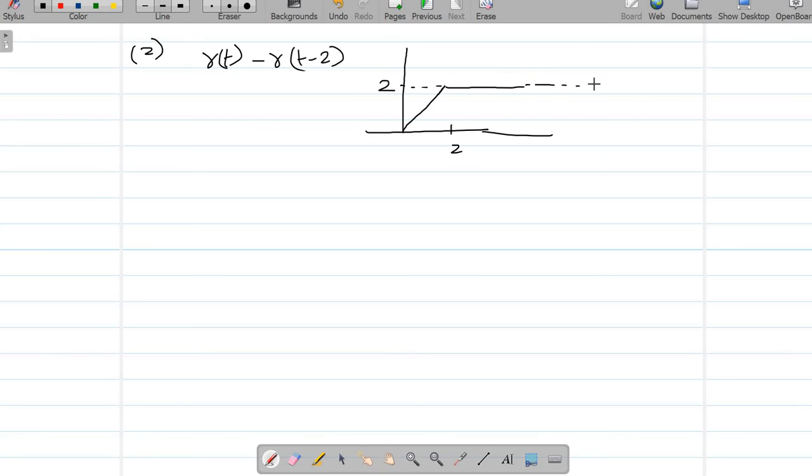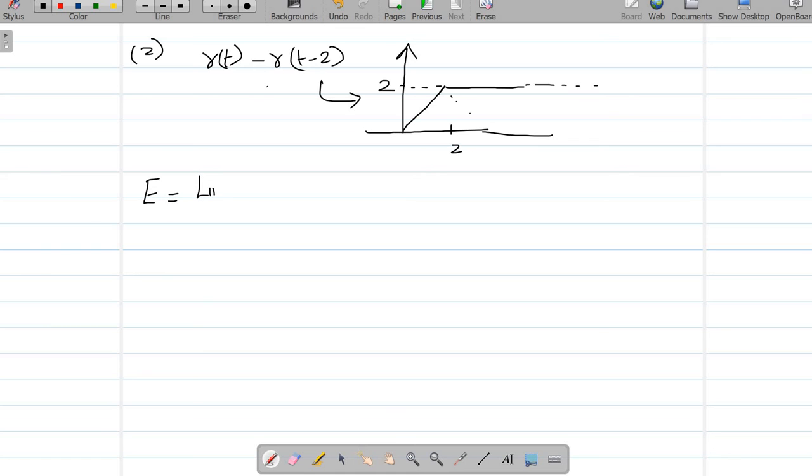If it had been 2t, then it would have been like this, but it was not like that. So the slope is only 1 here. So this is going to be the signal for r(t) minus r(t minus 2). Now if I want to integrate this, let me check first whether it is an energy signal.